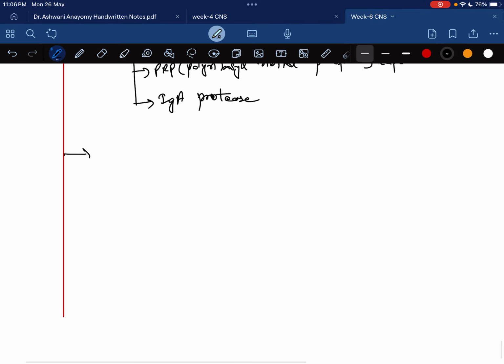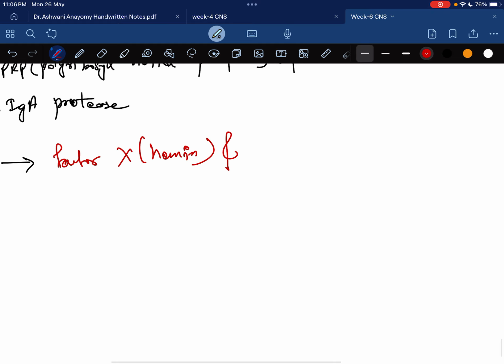Then regarding the growth requirement, for the development of this organism it needs factor X and factor V. Factor X is known as hemin, and factor V is NAD. These factors are needed for growth.